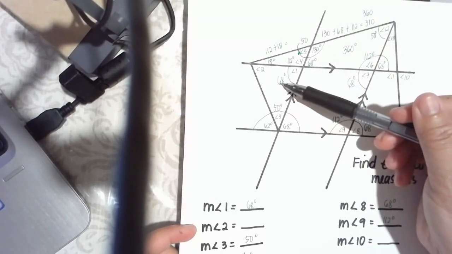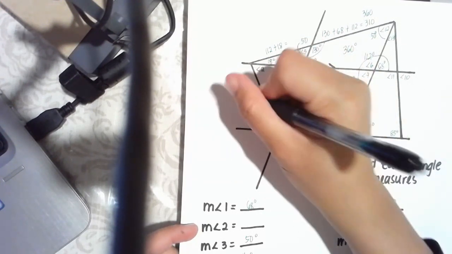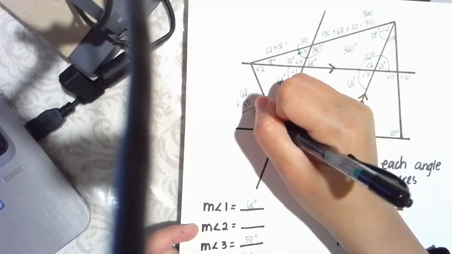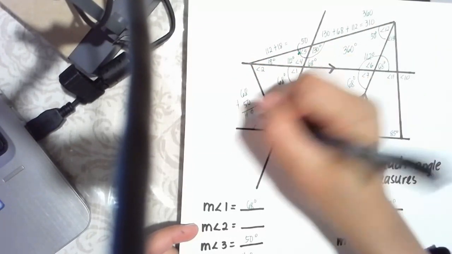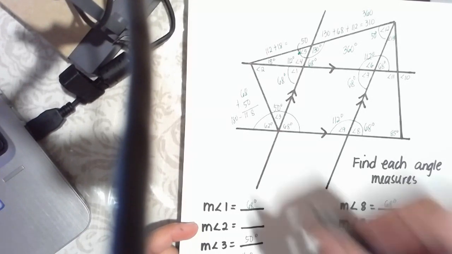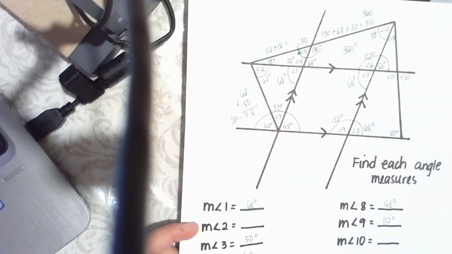This is 50, that's 68, so we need to add these two and subtract it from 180. So 68 plus 50 is equal to 118, so subtracting it from 180 will give us what? 62. So this is 62 degrees. There you go. Angle 2 is 62 degrees.